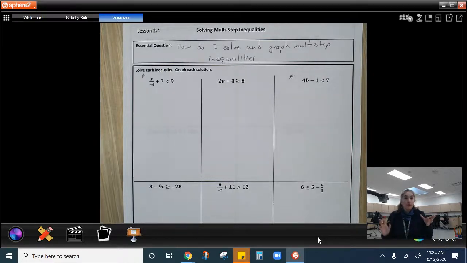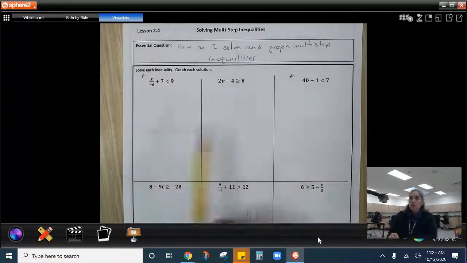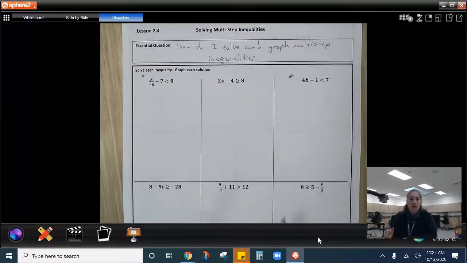We've looked at solving one-step inequalities by adding and subtracting. We've looked at word problems. We're going to see that in our next video. And now we're looking at, well, what if you have some multiplying and some dividing? So we're going to go over these two, all right? And I'm going to have you practice on the rest of the page, okay? So let's go over these two.